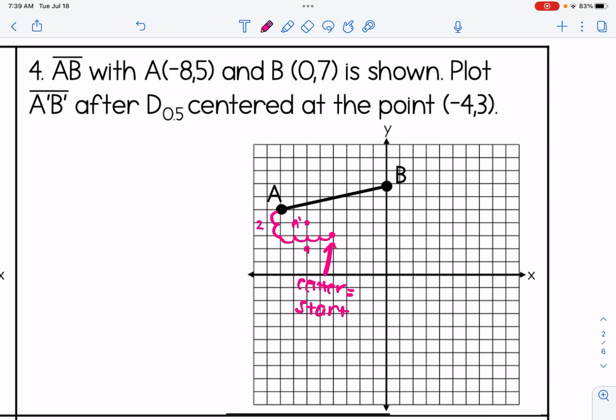So from the center to B, I am going 1, 2, 3, 4 over. And I'm going 1, 2, 3, 4 up. So now I'm going to go 2 over and 2 up. I'm having that. So here's B prime. And we have our segment. It doesn't ask us to write the coordinates, but I'm going to write them anyway here. So A prime ended up being negative 6, 4, and B prime ended up being negative 2, 5.